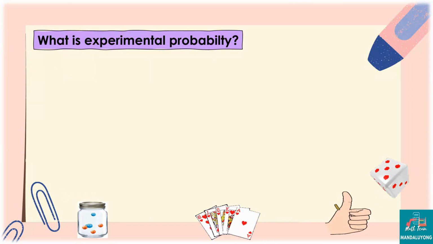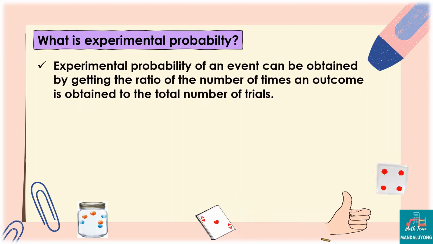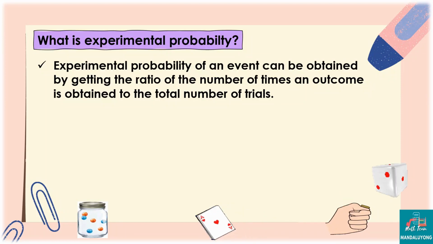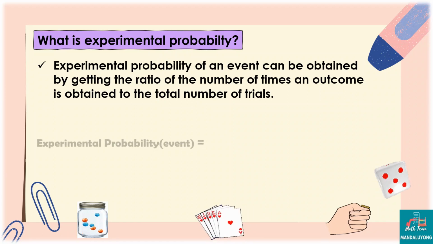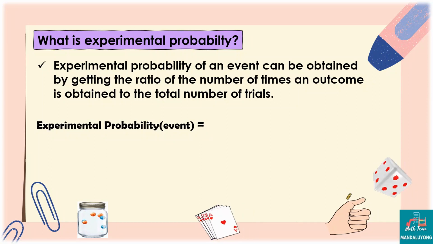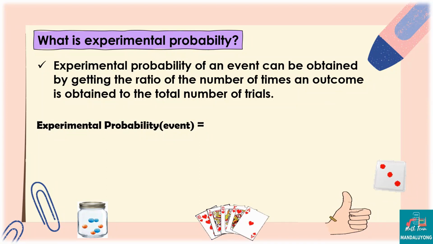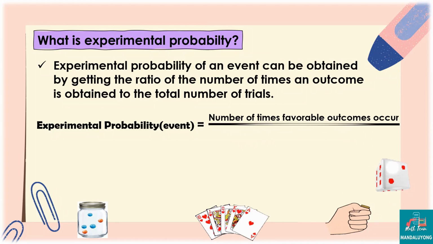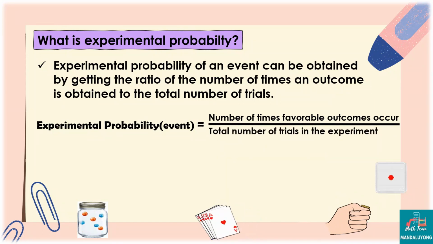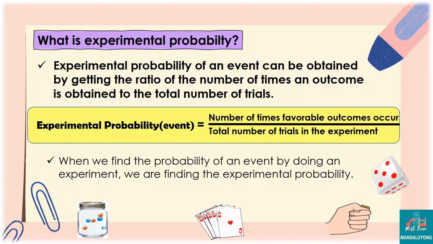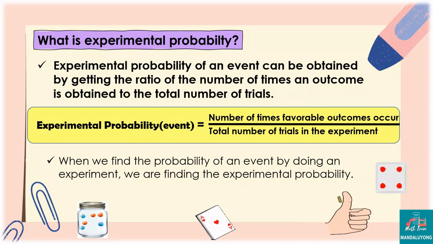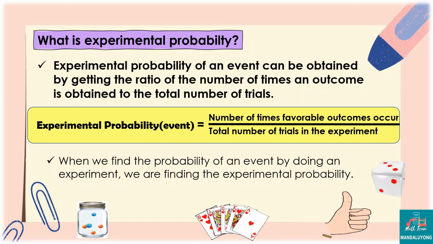Now, let us know what is experimental probability. Experimental probability of an event can be obtained by getting the ratio of the number of times an outcome is obtained to the total number of trials. So, we will use this formula. Experimental probability of an event is equal to the number of times favorable outcomes occur divided by the total number of trials in the experiment. When we find the probability of an event by doing an experiment, we are finding the experimental probability.